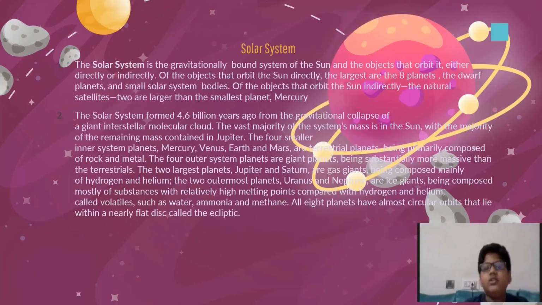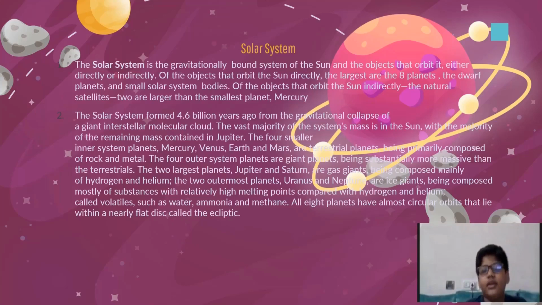Next, the solar system. A solar system is a gravitationally bound system of a star and the objects which orbit it, either directly or indirectly. Of the objects that orbit the Sun directly, the largest are the 8 planets, the dwarf planets and the small solar system bodies.